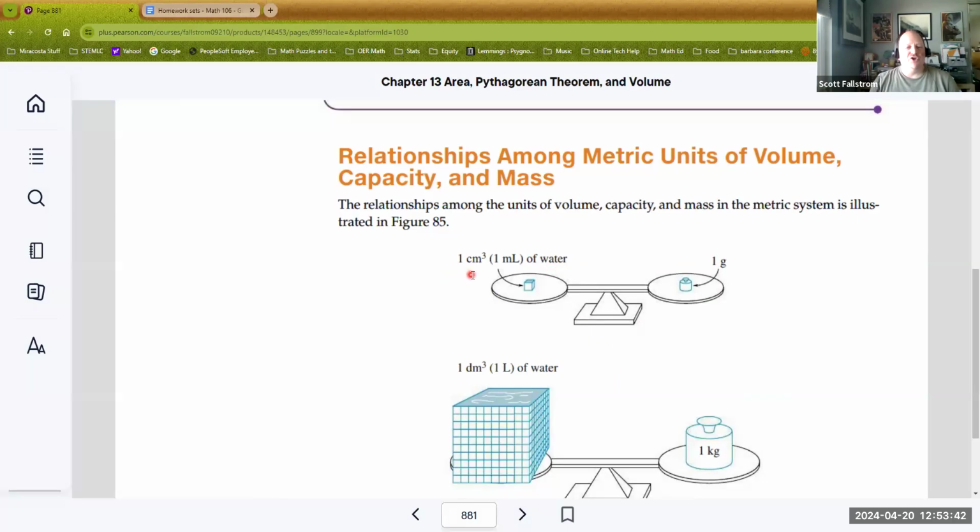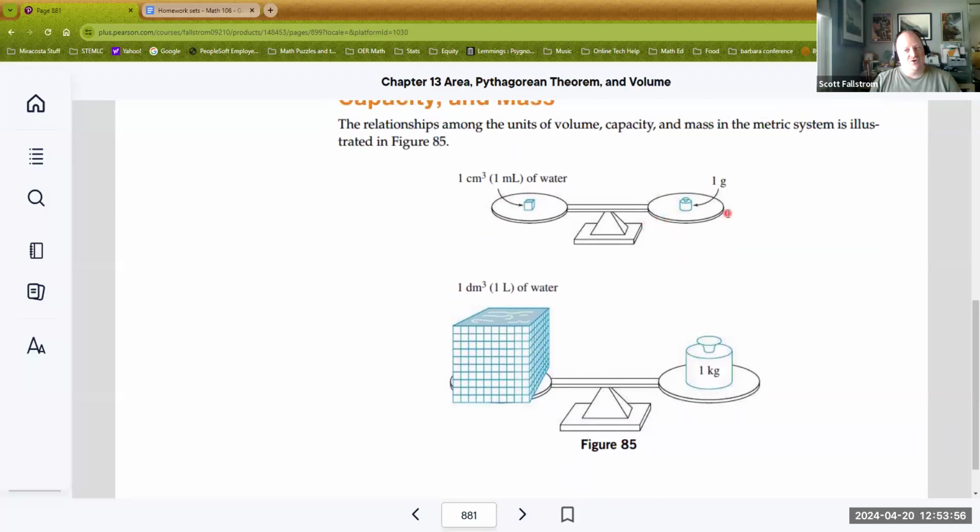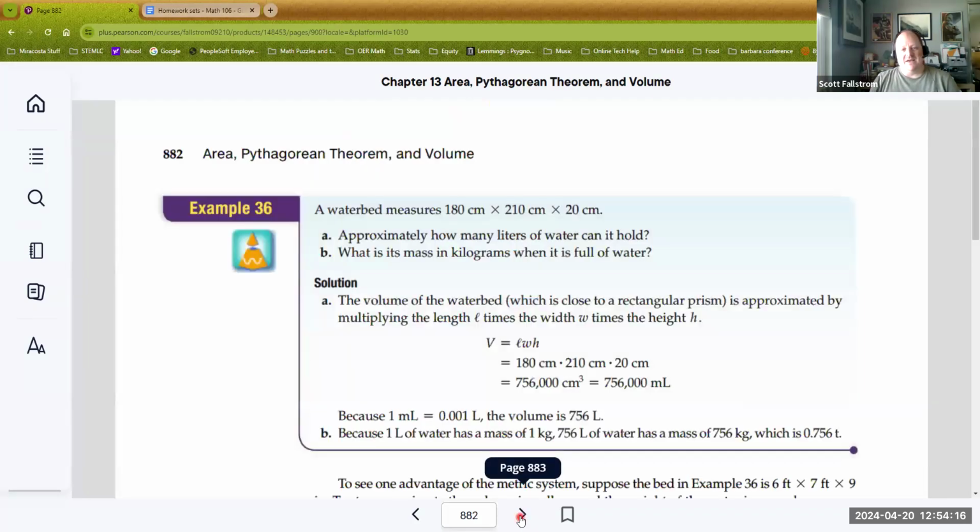So we've talked about 1 cubic centimeter, which we know is 1 milliliter of water. That was from volume. That has the same amount of mass when we're talking about water as 1 gram. So that's a really nice conversion in the metric system. That is not the way it works in the English system. What that means is 1 liter is 1 cubic decimeter, and 1 liter of water weighs 1 kilogram. Basically, take each of these and multiply by 1,000. That's the metric system.